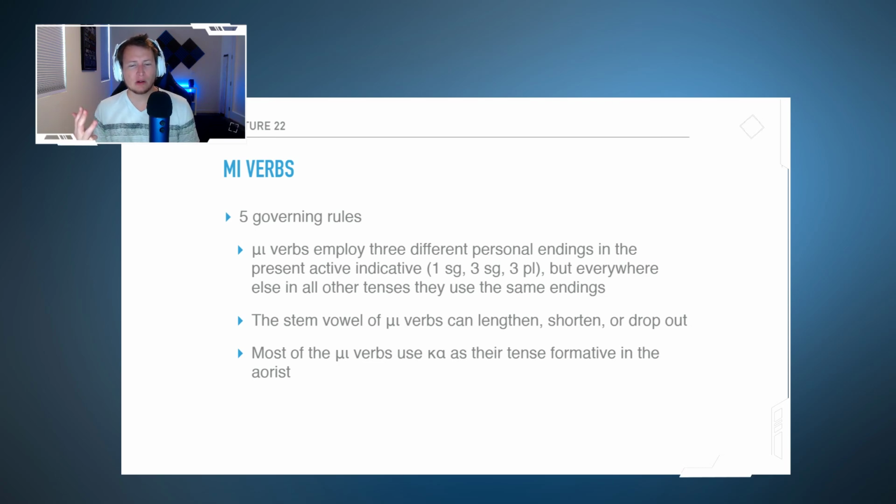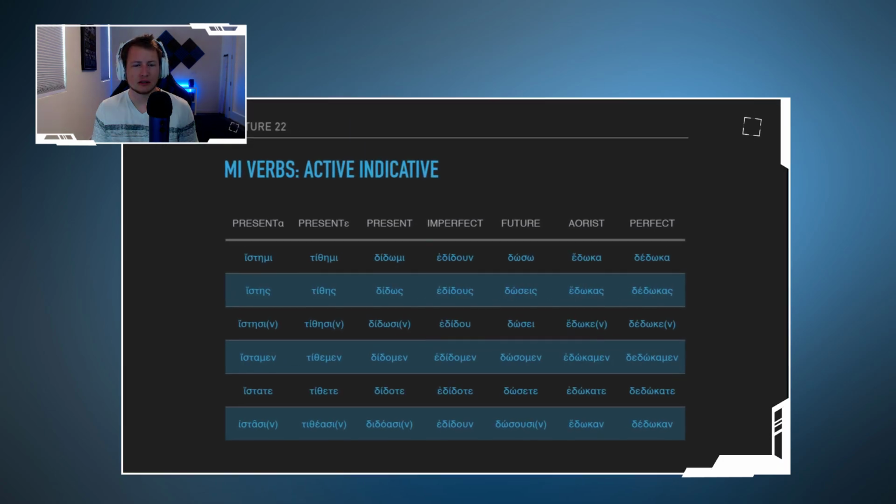Fourth, the stem vowels of mi verbs can lengthen, shorten, or drop out. This is otherwise known as, you got it, ablaut. And last, most of the mi verbs use kappa alpha as their tense formative in the aorist. Kappa alpha. So there you have it. Those are the 5 governing rules for mi verbs.